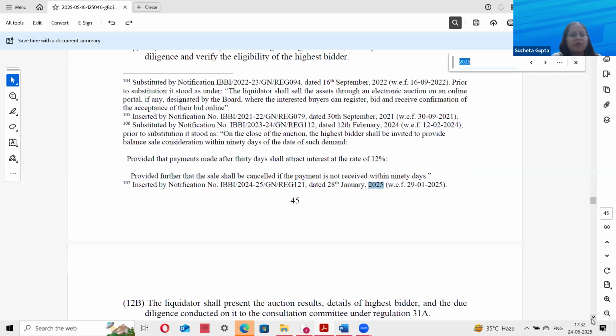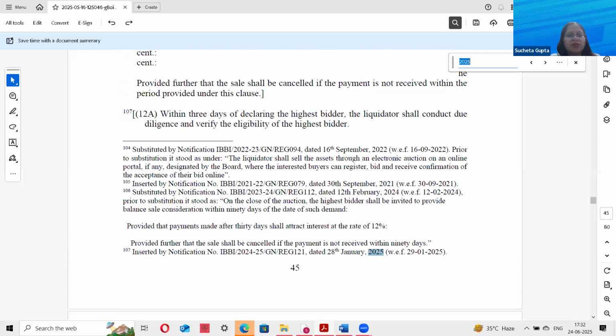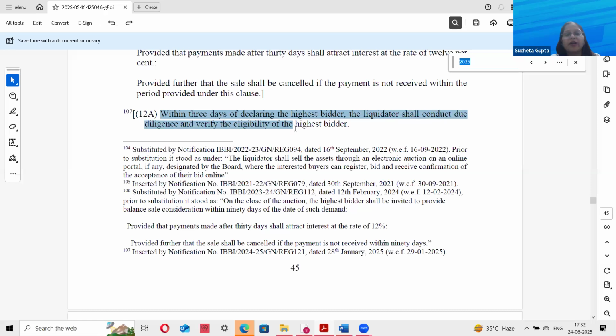Now, this is also newly inserted, 107. Within 3 days of declaring the highest bidder, the liquidator shall conduct the due diligence and verify the eligibility of the highest bidder. So within 3 days of declaring the highest bidder, the liquidator shall conduct due diligence. A due diligence period is also provided here to verify the eligibility of the highest bidder.